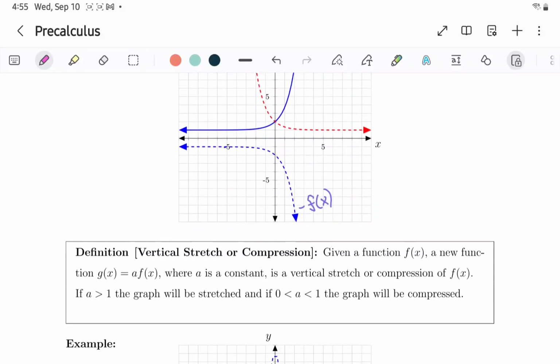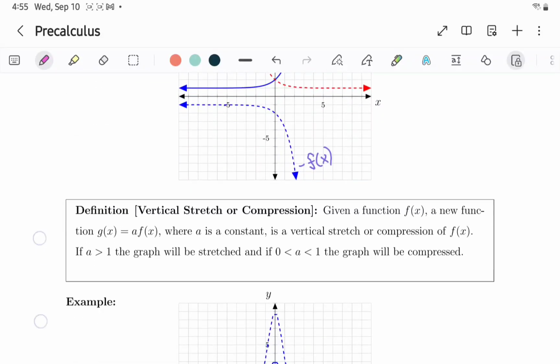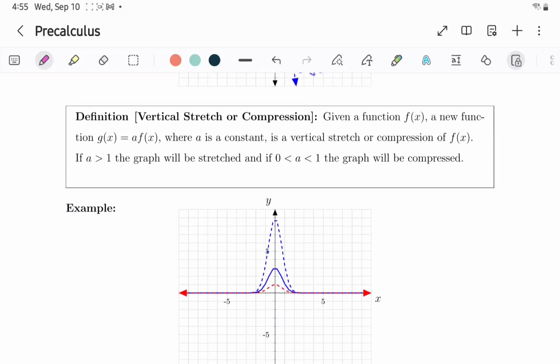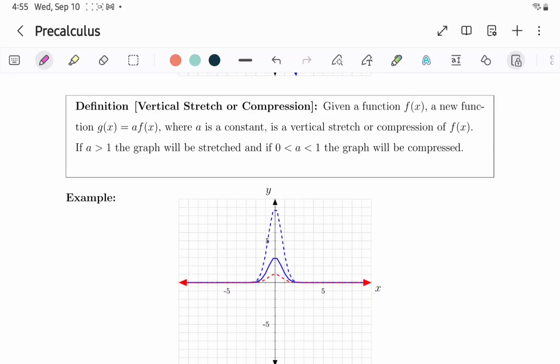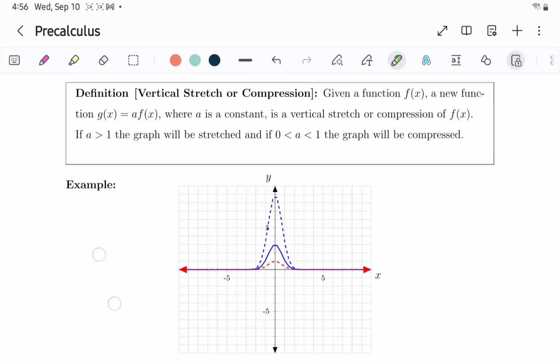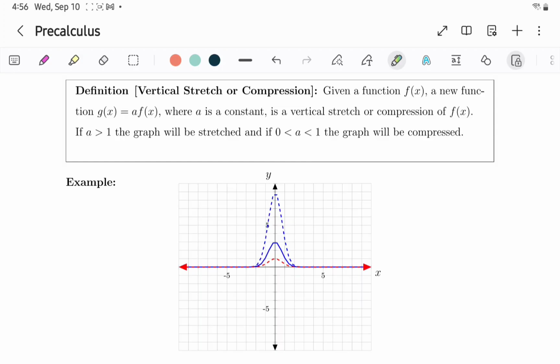And we just have two more kinds of transformations to talk about. So the next kind is going to be the vertical stretches or compressions. So given a function f of x, a new function g of x equals a times f of x, where a is a constant, is a vertical stretch or compression of f of x. And if a is greater than 1, the graph will be stretched. And if a is between 0 and 1, the graph will be compressed. And so once again, we have some examples below.